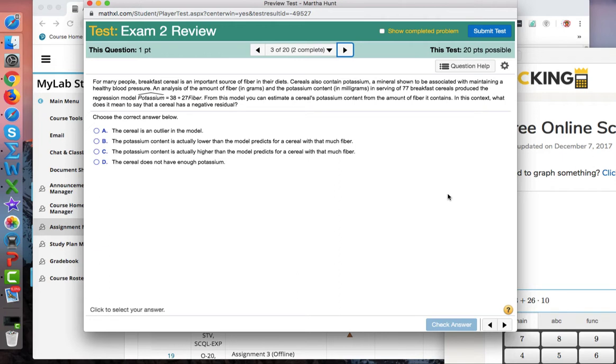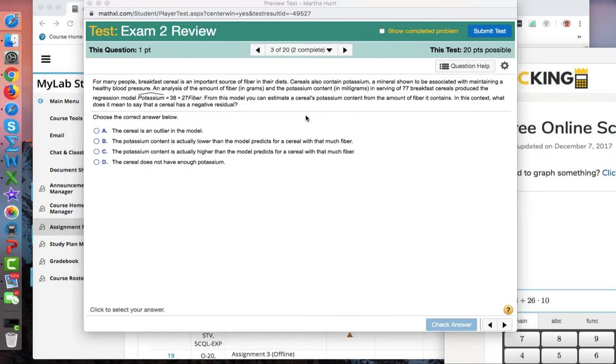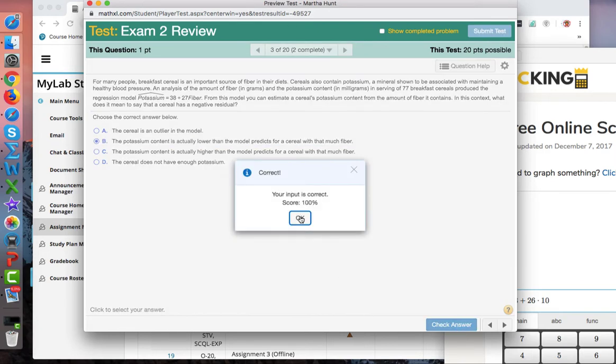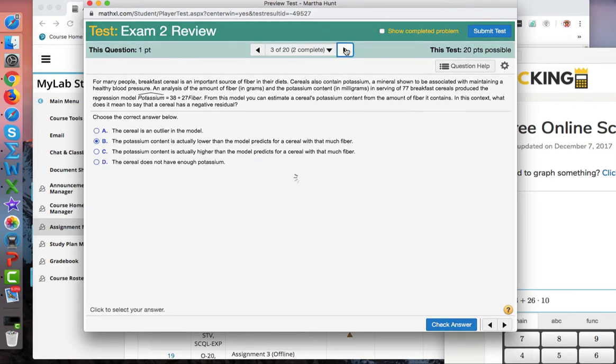Again, it's about the fiber and potassium relationship. From this model, one can estimate the potassium based on the fiber. What does it mean to say a cereal has a negative residual? It means that the potassium content is actually lower than the model would predict given the certain amount of fiber. Let's check our answer. Good. Problem 4.